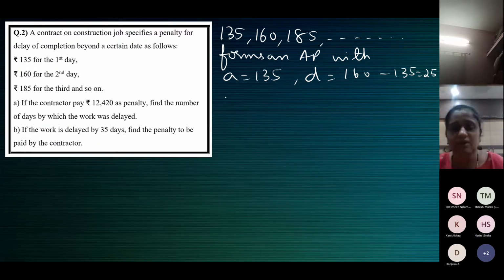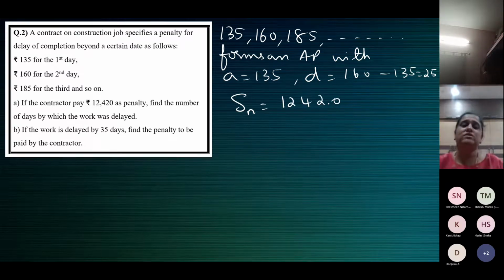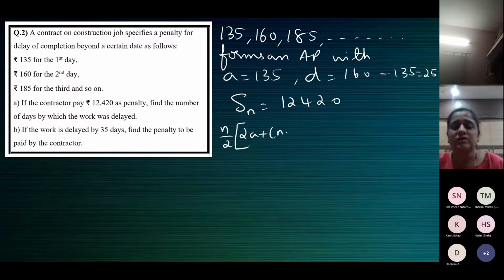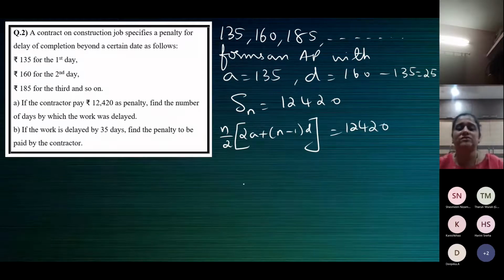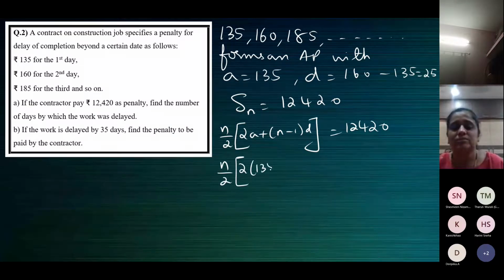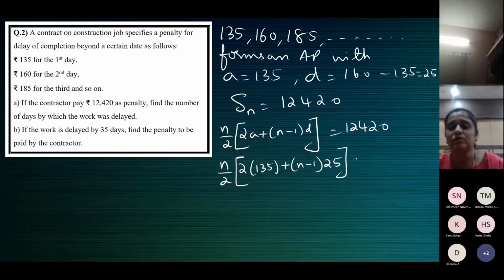Correct. So it's given that SN is equal to 12,420. Just work with this. Now further you know what to do, because n by 2 of 2a plus n minus 1 into d is equal to 12,420. We know this because SN means this. Here a is 135, n we do not know, and d is 25. So you will get a quadratic equation. Solve and find the values of n. Yeah, continue.